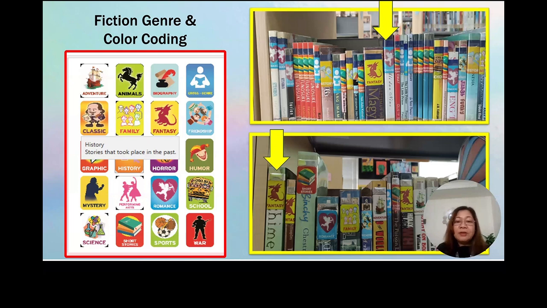And in terms of color coding, if you can see, there's a yellow arrow pointing to the blue one and the other one pointing to the silver one. The different color codings represent the different collections in the library. Silver is English fiction, and the blue is the fiction in Bahasa Indonesia.